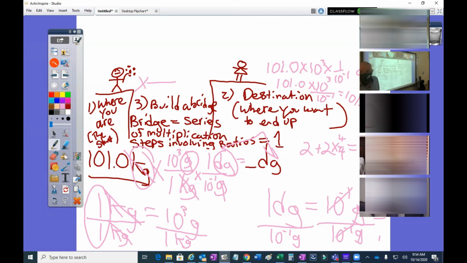I'm not done yet, because this looks like scientific notation, but it's not. It's not true scientific notation, because in true scientific notation, I can only have 1 digit to the left of the decimal place. So by moving that decimal 2 powers of 10 to the left, I make this number smaller by 2 powers of 10.